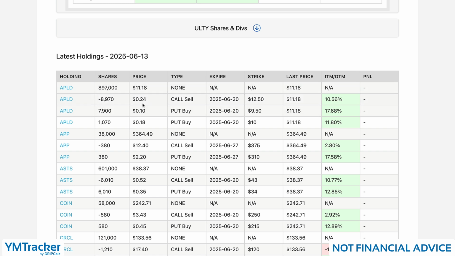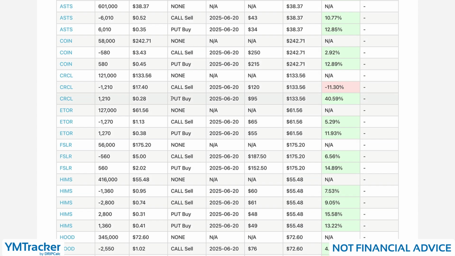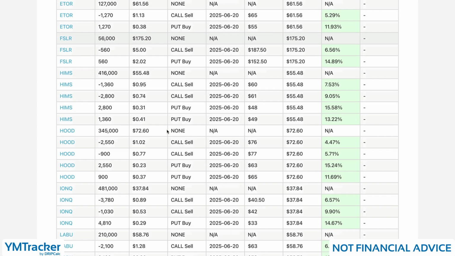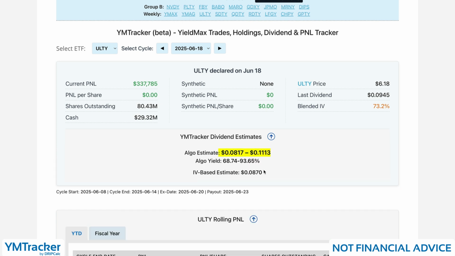They have shares. They sell short calls. They buy puts, hoping that the stock goes down and they profit from the puts, and that the short calls do not get assigned, and all of that good stuff. So a lot of things go on with Ulti, but basically, last time I did the weekly estimate, Ulti and all the other weeklies except for YMAX and YMAG were showing essentially 0 everywhere. There was no IV-based estimate, there was no yield, and there was no actual dollar estimate.